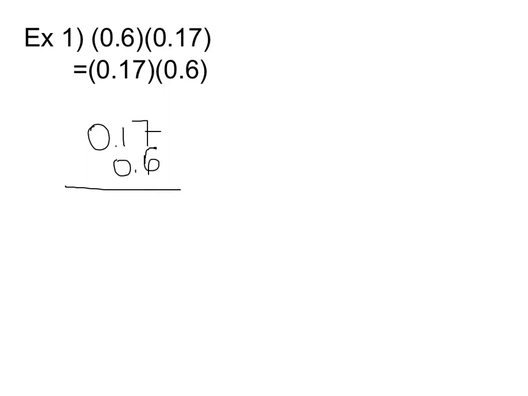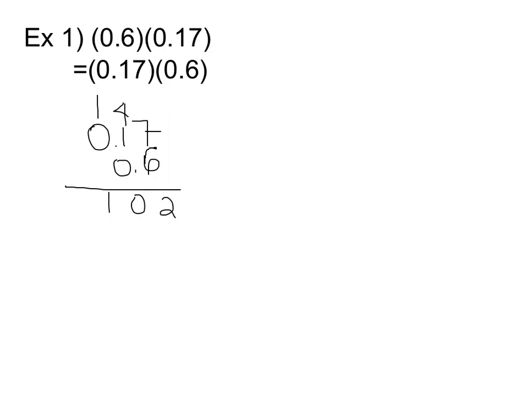6 times 7 is 42. 6 times 1 is 6, plus 4 is 10. 6 times 0 is 0, plus 1 is 1, and I don't need to bother multiplying the zeros across. So now I need to figure out where my decimal places go. And just like in the last video, I'm going to add up my decimal places.